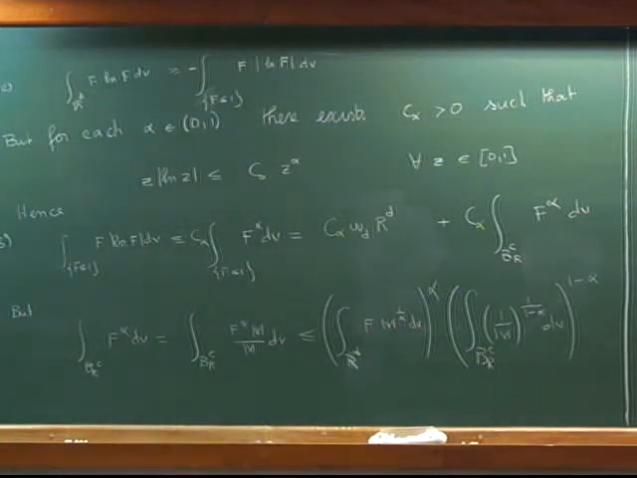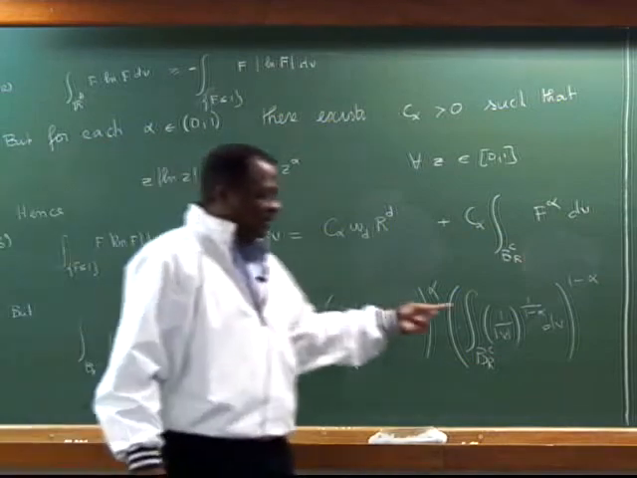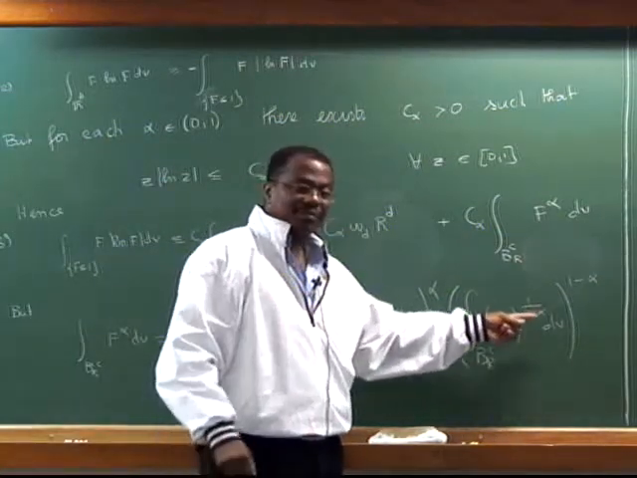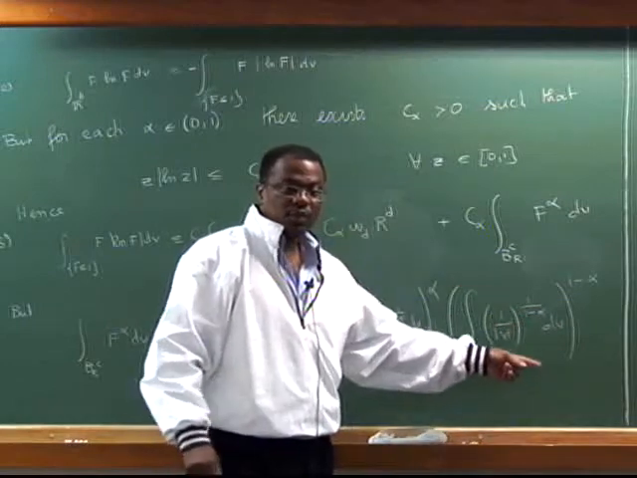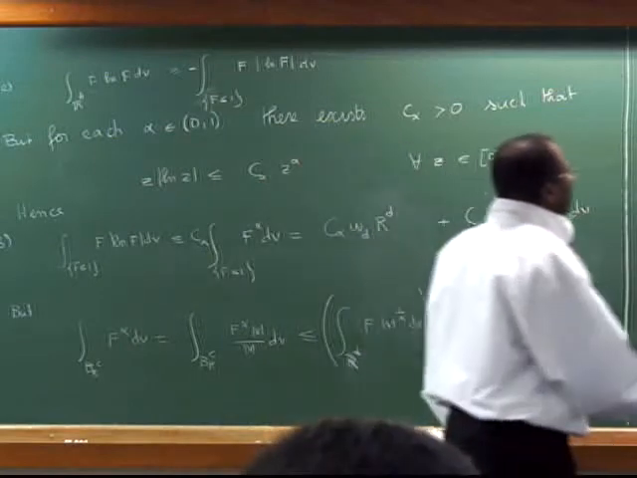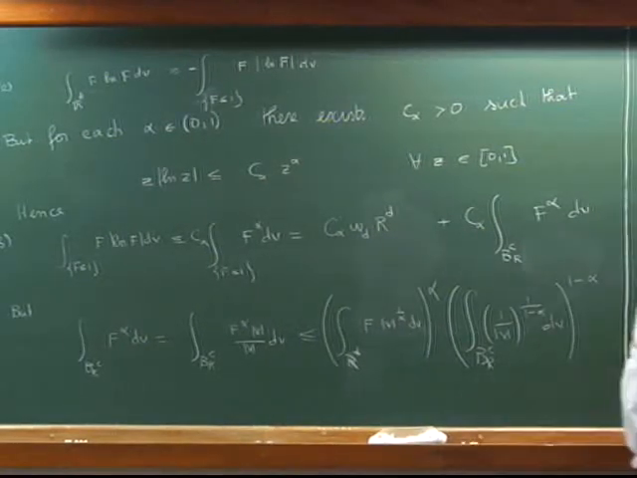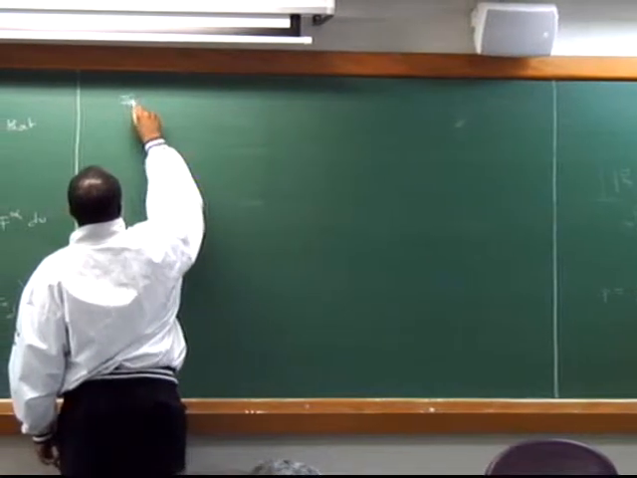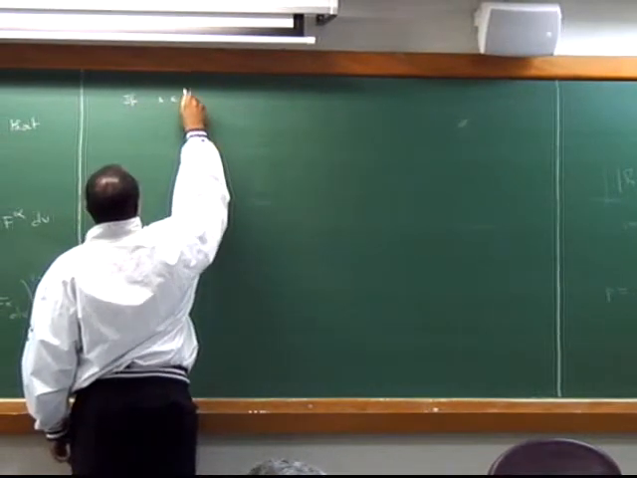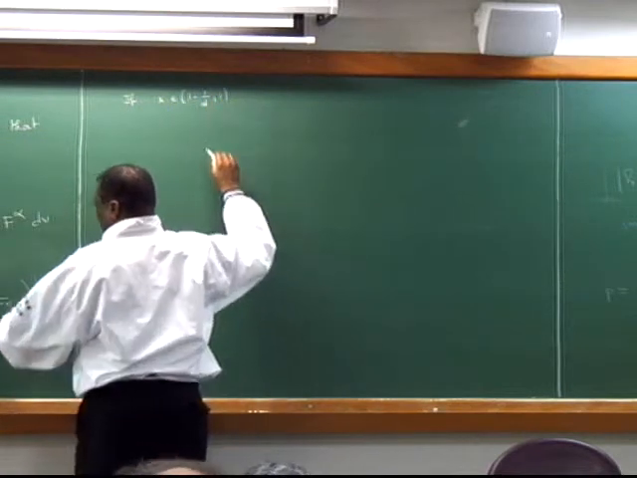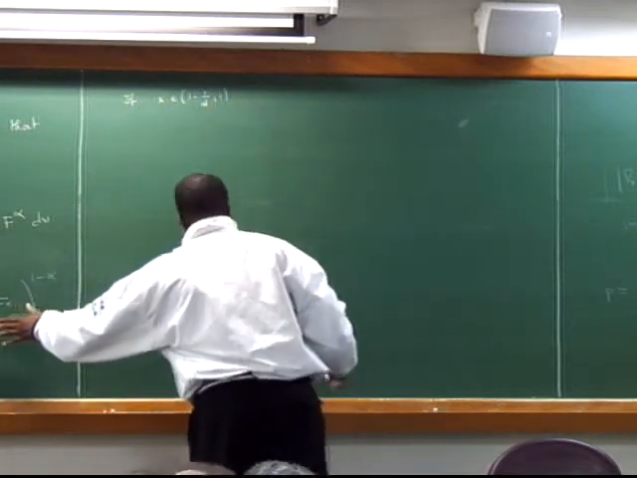And you can guess that if I let alpha go to 1, this will be big enough, and so this will be smaller. You can check that it suffices if alpha is between 1 minus 1 over d and 1. You make the computation. So I go in polar coordinates.